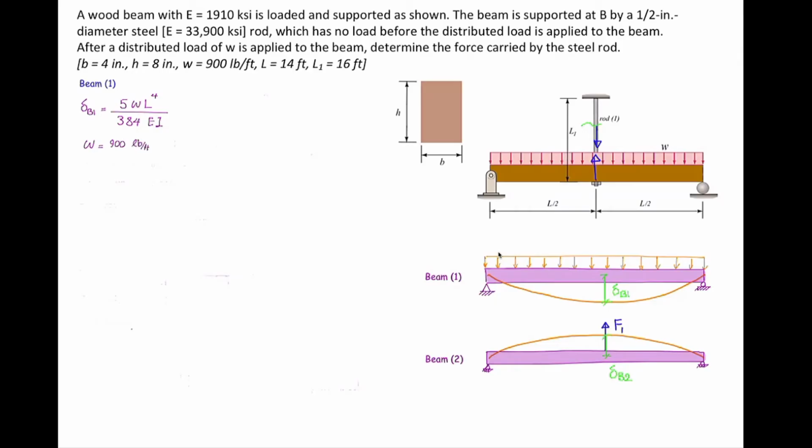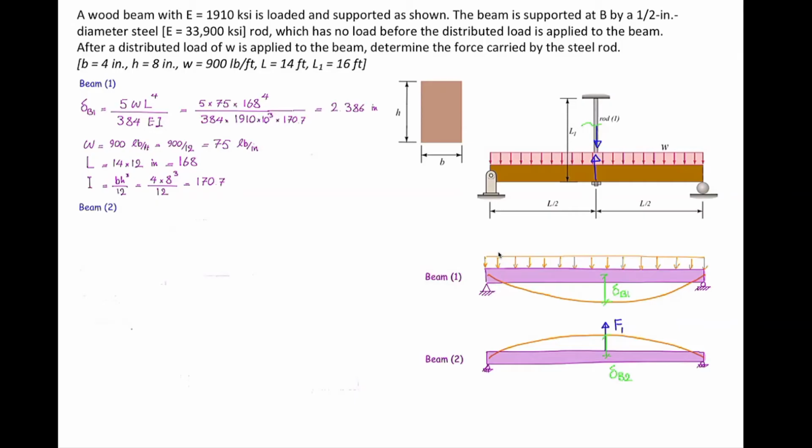W is 900 pound per feet. I'm going to convert that into pound per inch by dividing that by 12. Length is given as 14 feet, and I'm going to convert that into inch. Moment of inertia for this rectangle could be easily calculated. It's a rectangle, so the moment of inertia is base times height cubed divided by 12. And the last part is plugging in the values into this equation and calculating the magnitude of deformation at the midspan for beam number 1.